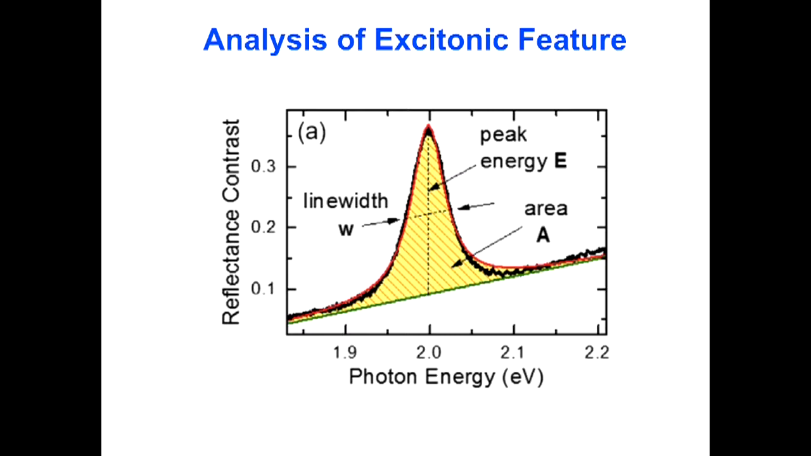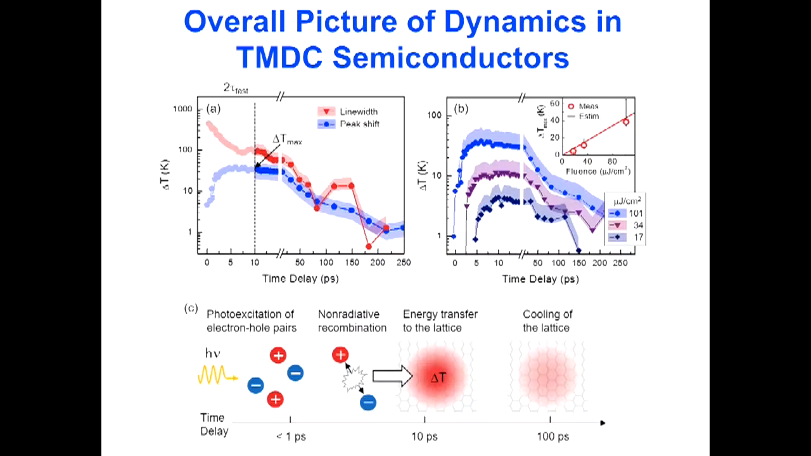So we had two different ways of learning about the phonons, and if we put those together, we can infer two ways of determining the temperature of the phonons. At early times, they don't agree because the system is out of equilibrium between the electrons and phonons. At later times, they do agree. So by piecing this together, you can begin to understand all of these phases: electron-electron interactions, non-radiative recombination, transfer of energy to the lattice, and in this final phase, the cooling of the lattice.